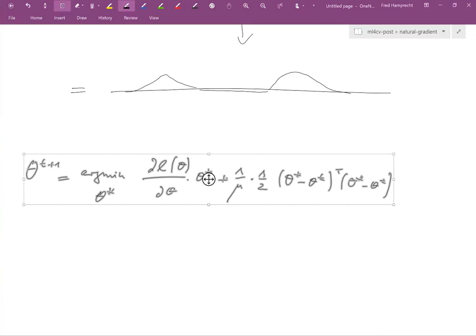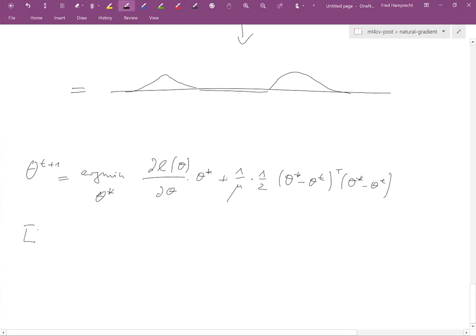I've copied the formula from above, this prox operator, and the idea is now to replace this by something which is independent from the parameterization. Notably, the Kullback-Leibler divergence between two distributions. And in what follows, I'm taking the argument which has been written up, for example, in a paper by Desjardins and by Pascanu. I don't remember the titles, but it's something natural in the title, probably.